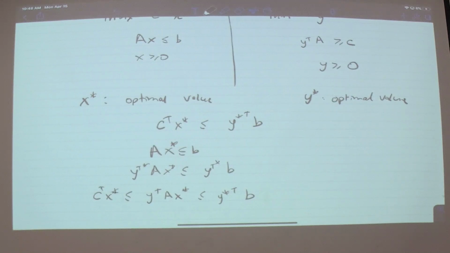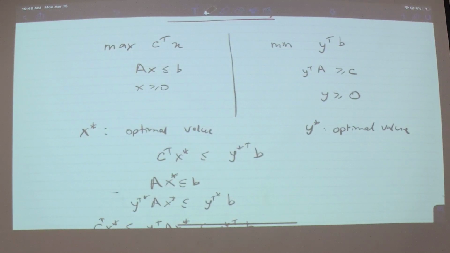I mean, this of course assumes that there exists an optimal value for X star and an optimal value for Y star. That may not always be true, right? We've talked about these LPs that are unbounded, right? In which case, there is no optimal value for X, so that this thing won't work. We've talked about LPs that have no solution, they're infeasible, in which case, again, this won't work. So if both of these linear programs are feasible, then this relationship holds.